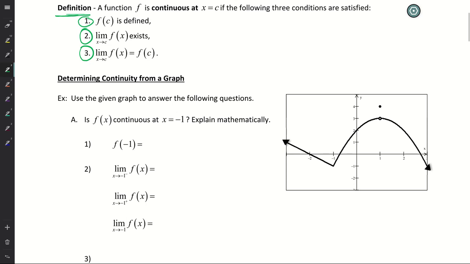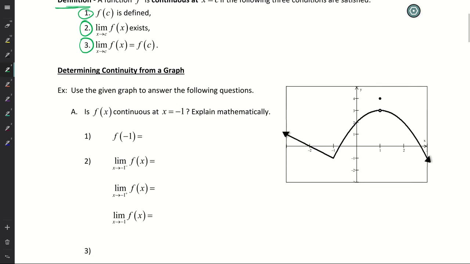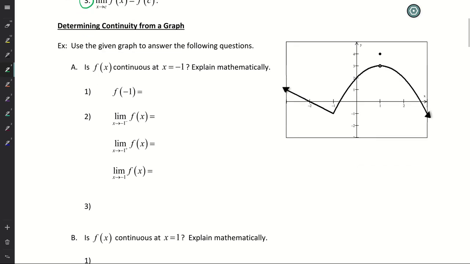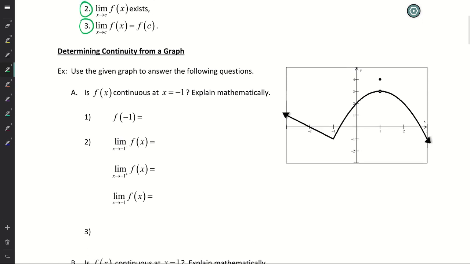What I've done here to the side is I've basically numbered out the pieces. Number 1 says something about the function value at -1, so we're going to find the function value at -1. And then number 2, like I mentioned, we're looking for the overall limit as x approaches -1, so we're going to look at a left limit, a right limit, and then the overall. And then the third piece, we're going to make sure that the answers to the first and second pieces match. So let's go look at this.